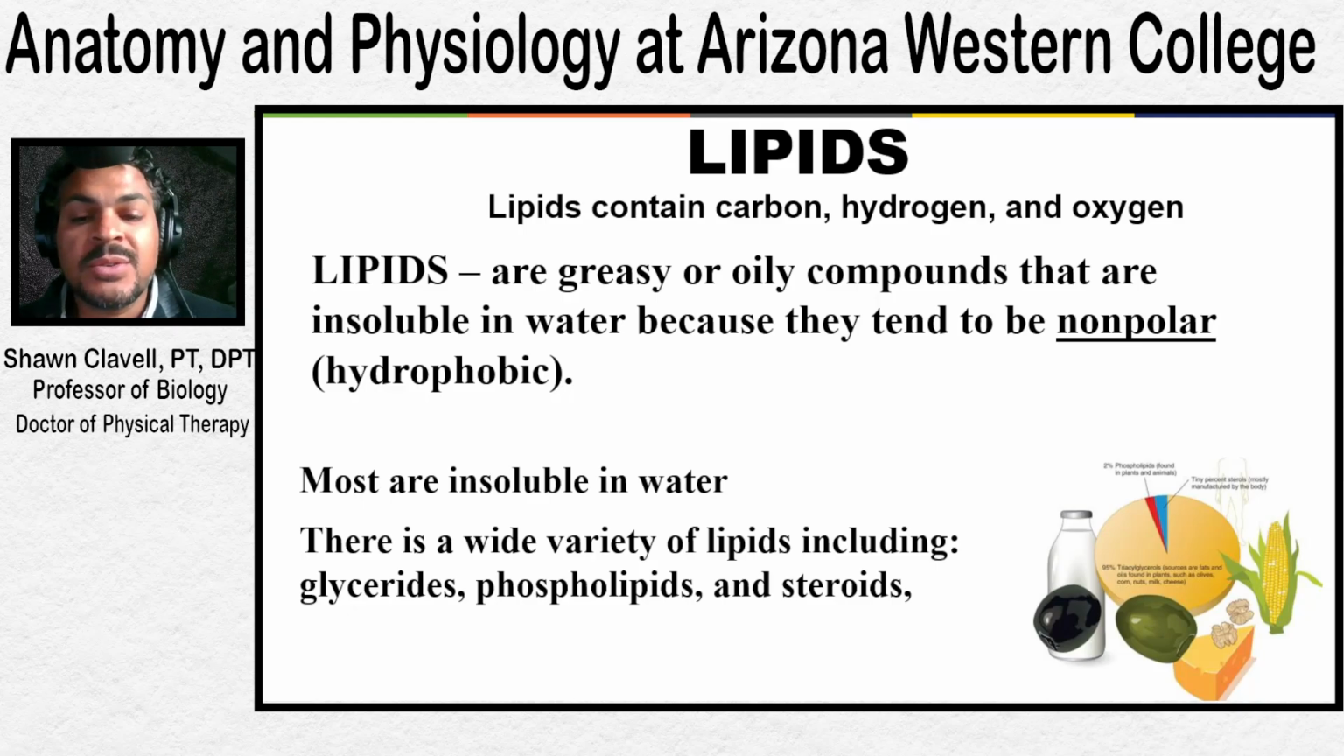Lipids can also contain other substances like phosphorus, nitrogen, or sulfur. Examples of lipids are fats, oils, and waxes in our bodies. Primarily, we'll be talking about triglycerides, the glycerides, phospholipids, which make up the cell membrane, and then cholesterols and steroids. But that'll be in future sections. Primarily, triglycerides and phospholipids are going to be the main categories of lipids that we'll be talking about in this section.